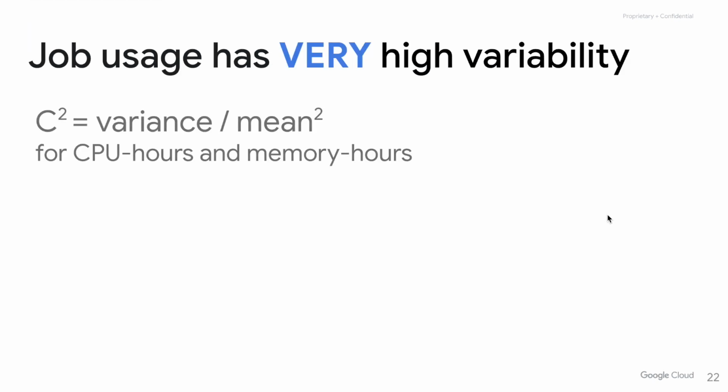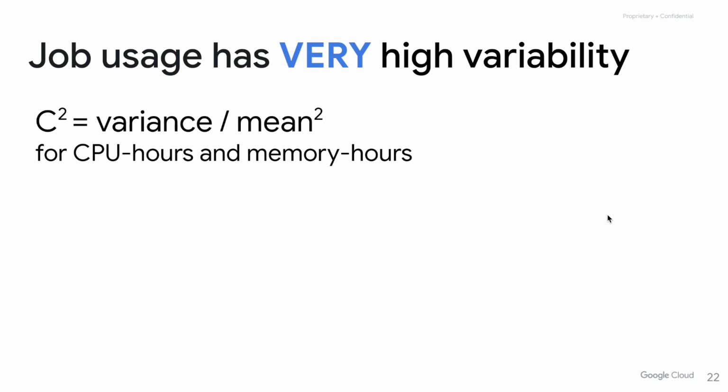One of the most mind-blowing observations we've had during our analysis of the trace is with regards to its variability. So for variability, we're using this metric called c-squared, which is the ratio between the variance and the mean squared for CPU hours or memory hours or whatever other metric you want to measure. Now let's add some historical context to what the c-squared values for CPU hours looked like for traces in the past.